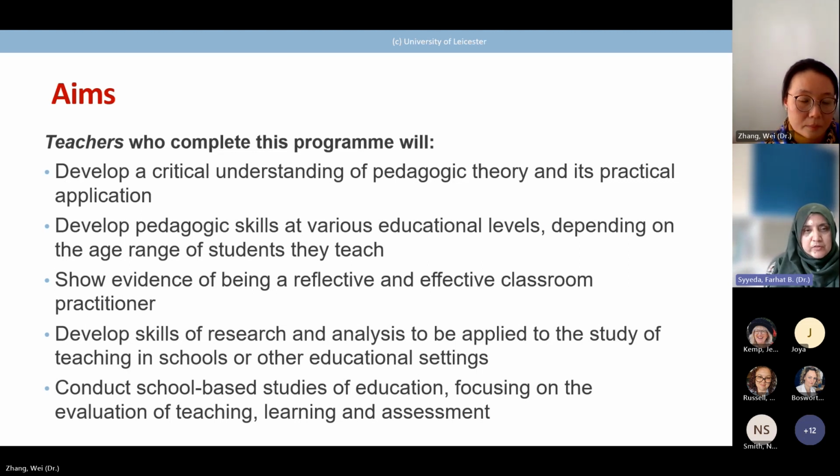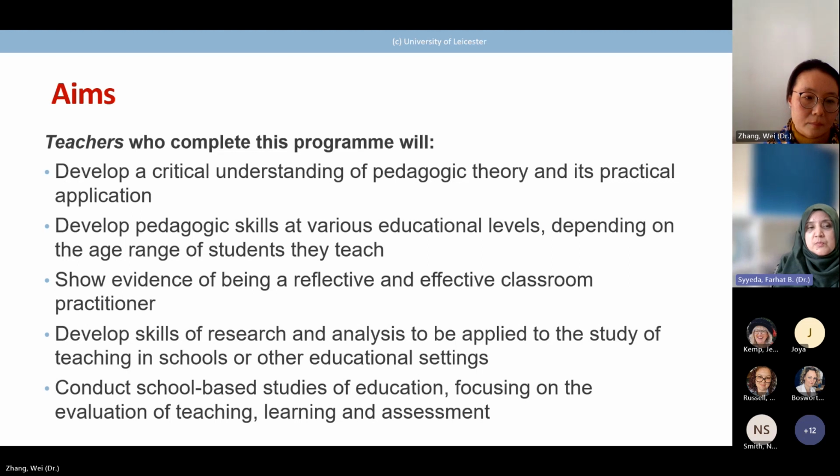So the aims of this program: teachers who complete this program will have developed knowledge about pedagogic theory and its practical application in the classroom. They develop pedagogical skills at various educational levels. Our students are teachers at primary level, secondary level, early education, or any other level in their own country, teaching a different range of students.